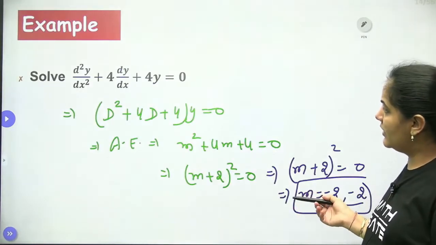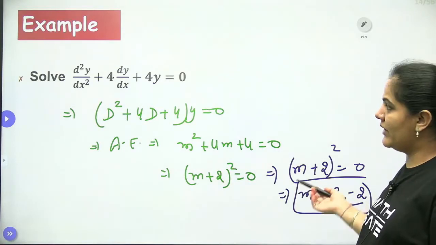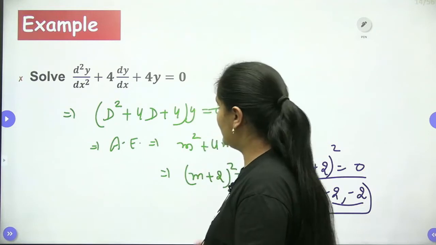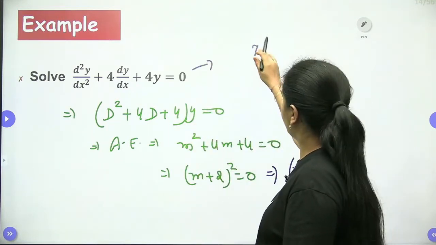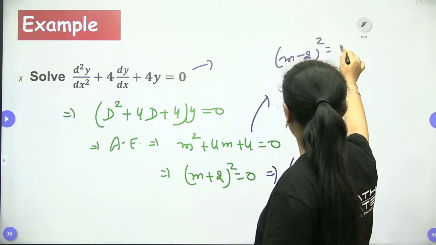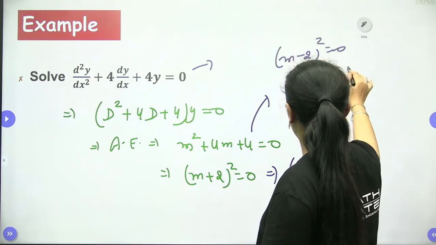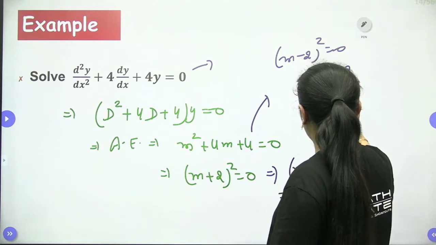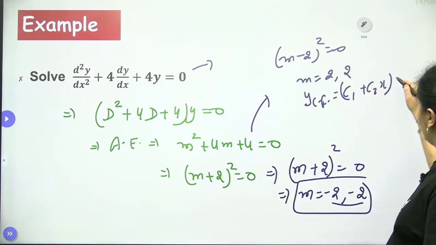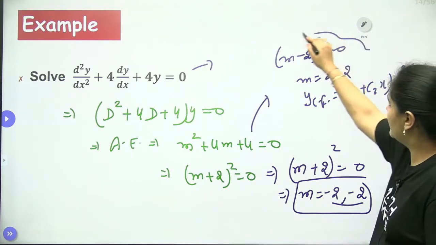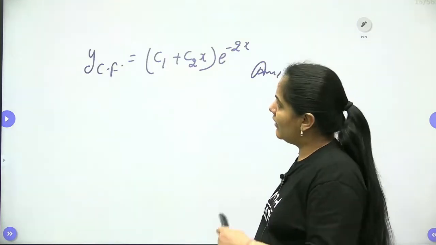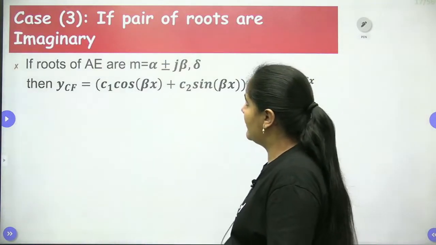Now we can make so many examples like this. If I have one more example, I think you can approach it. If it is (m - 2)², then you can go for this one. It will be m = 2 and 2, so the roots will be positive only. So it will be (C1 + C2x) e^(2x) only, right? So we can proceed like this also. Done, guys? Now let's see case number 3.